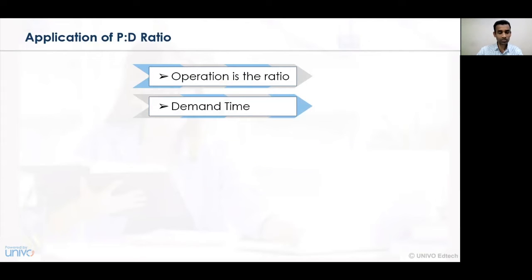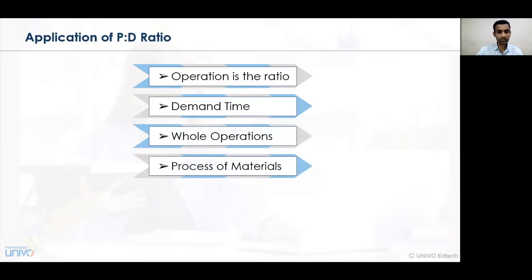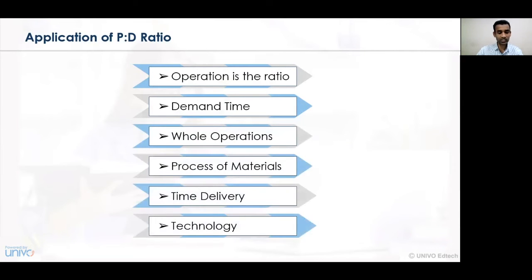PD is a basic consideration for understanding the operations activity undertaken in the organization, and hence it is a ratio of operations activity. The next application of the PD ratio is with respect to the demand time, that is, when the product will be demanded, at what level the product or goods and services can be complied with, and when it needs to be delivered.